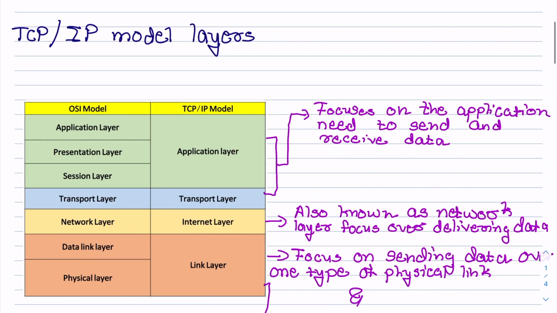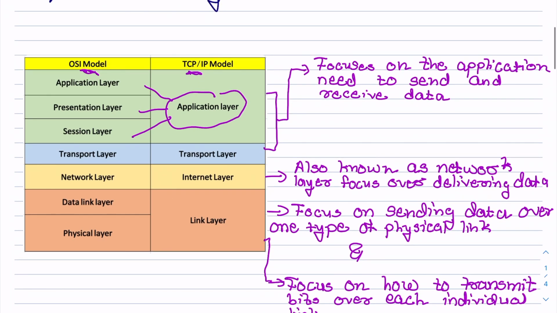Here I have given you the OSI model as well as the TCP/IP model because I wanted you to compare both of the models. The only difference between the two is that the TCP/IP model's application layer consists of all three layers of the OSI model, that is the application layer, presentation layer, and session layer. How it consists of that, I will explain in detail in the application layer section today.